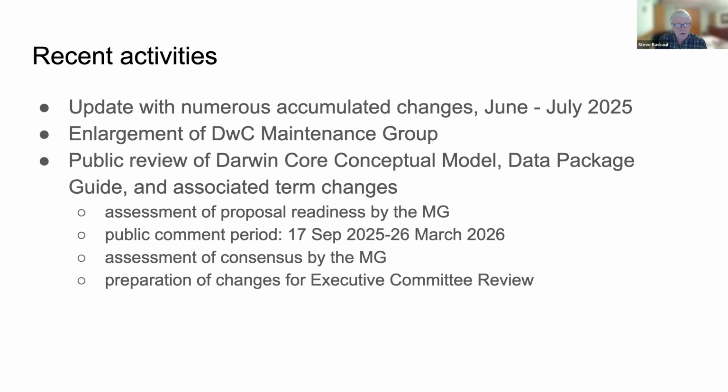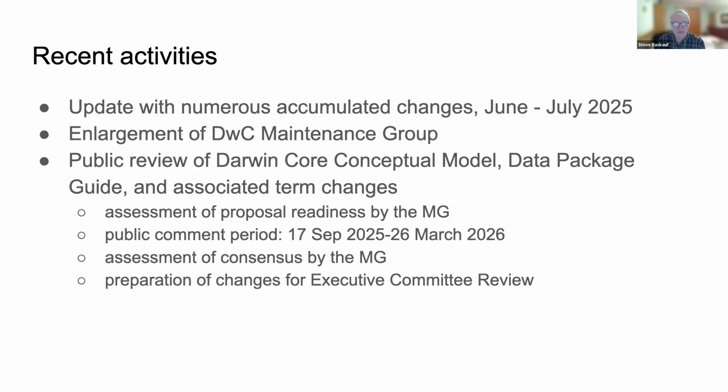And soon after, we began the public review of basically three components: a conceptual model for Darwin Core, which is something we've never had before; a data package guide, which is sort of analogous to the text guide, the XML guide, and some of the other guides that we have to tell people how to use Darwin Core with different serializations. And then associated with this, there was a huge number of term changes that were necessitated in order to bring the Darwin Core bag of terms into a state that was compatible with the conceptual model.